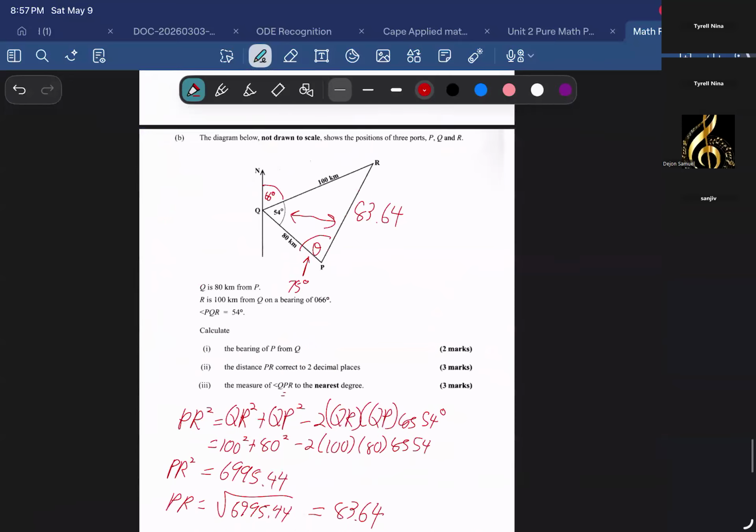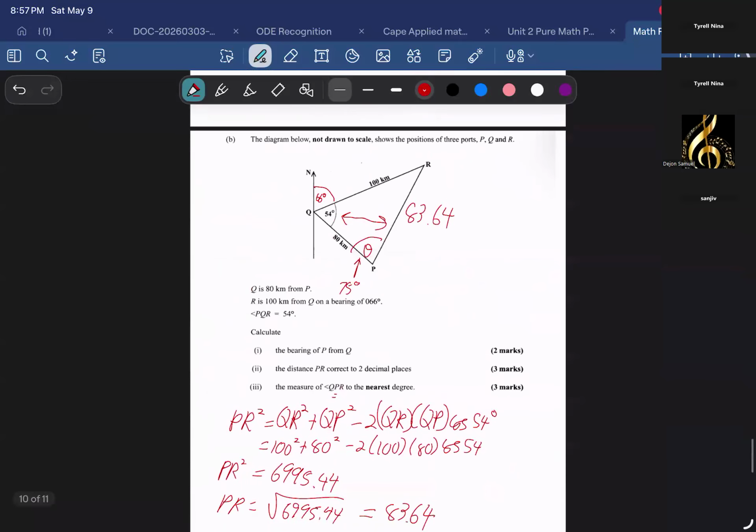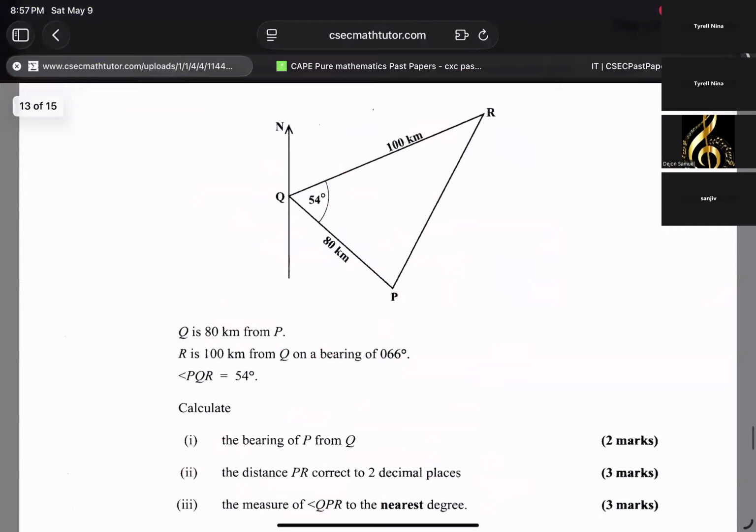Okay, so notice it's a lot, but with bearings, just take your time. And you have to remember you'll get marks. Even if you don't get the right answer, you're getting your marks for your working. So make sure you put all your work in.